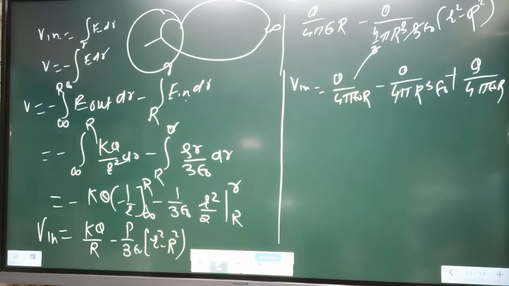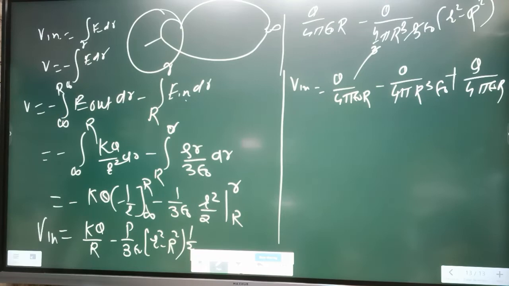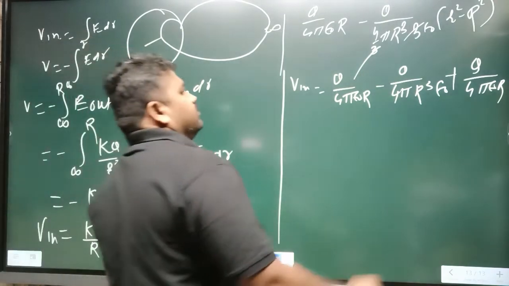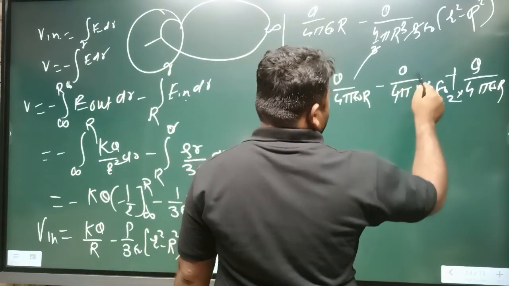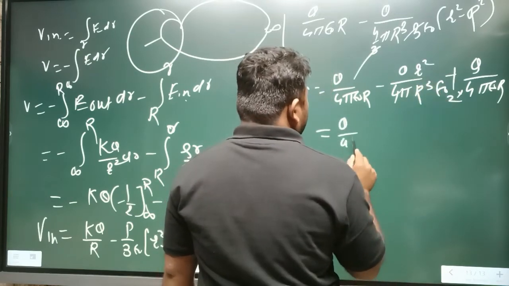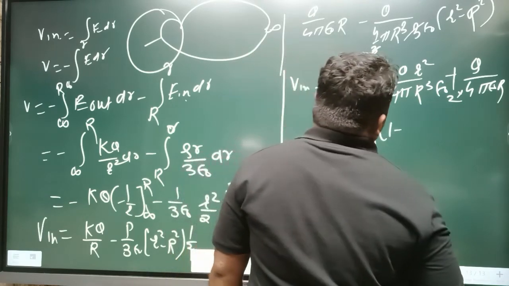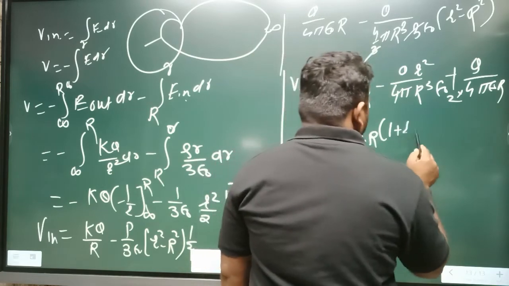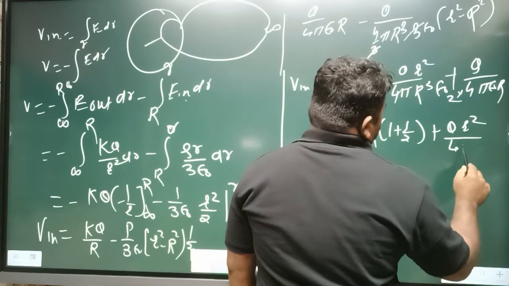R square by 2. Okay, here 2 also we need to multiply it. 1 by 2, integration R square by 2, R square by 2. Q by 4 pi epsilon naught, capital R, 1 plus 1 by 2, plus Q R square upon 4 pi epsilon naught R cube.